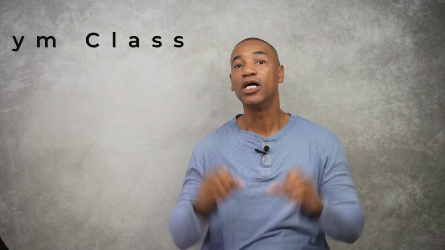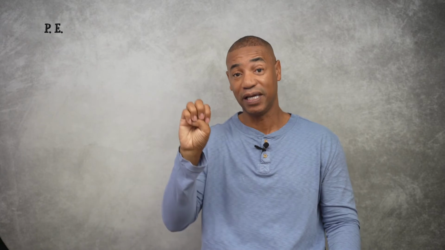For the sign gym class, for gym, you actually take both hands and I pretend that I'm raising up a barbell or something like that. So that's gym, and then you add class. Now, sometimes people, instead of saying gym class, will say PE. So you actually sign the letters P and E.